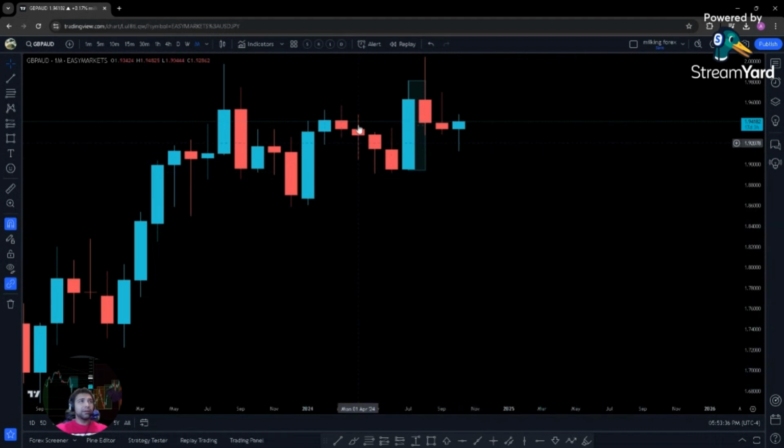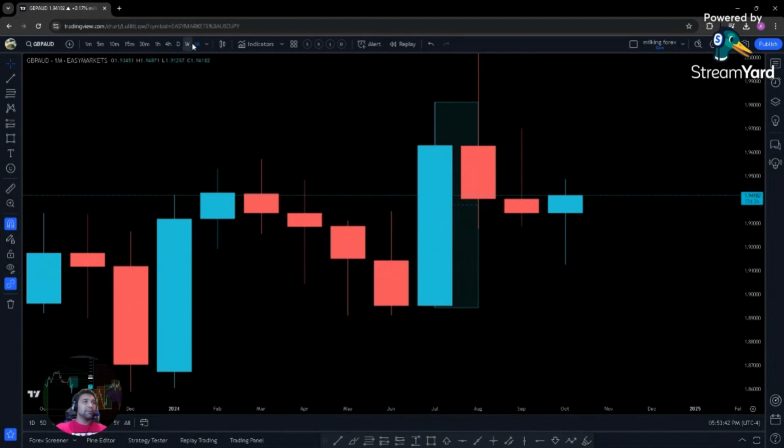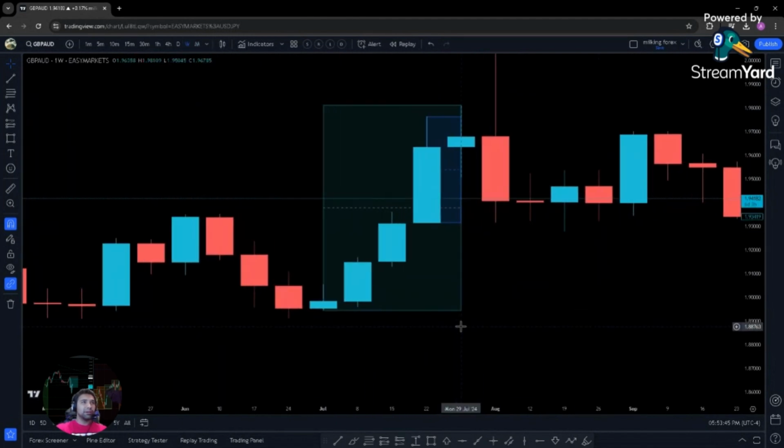Let's get deeper into it. This is a 1 month candle. Now let's see how many weeks there are. There are 4 weeks in a candle. This is the beginning: 1, 2, 3 and 4. There are 4 candles, 4 weeks here.